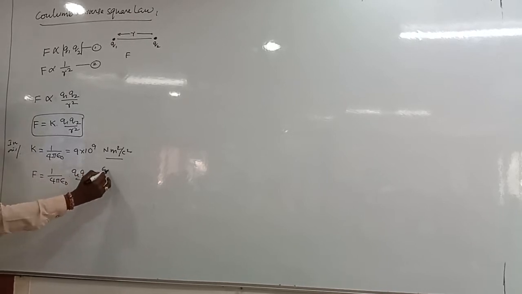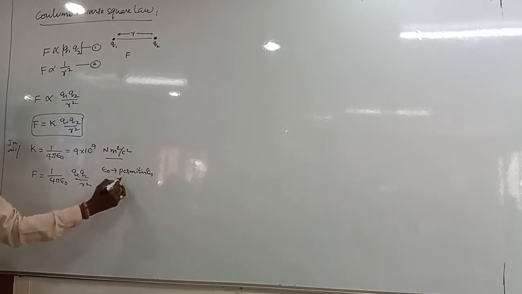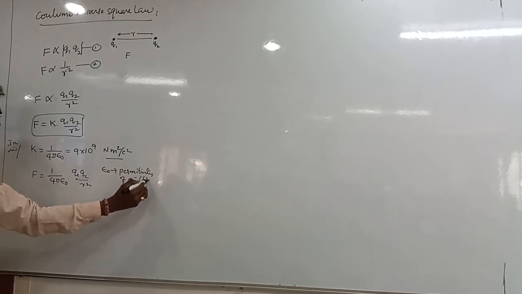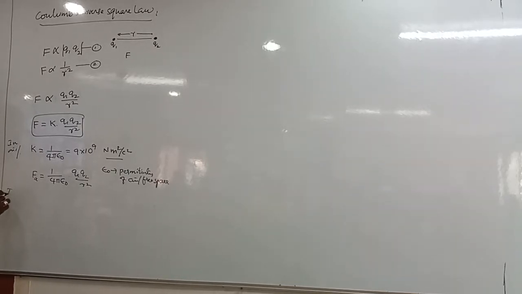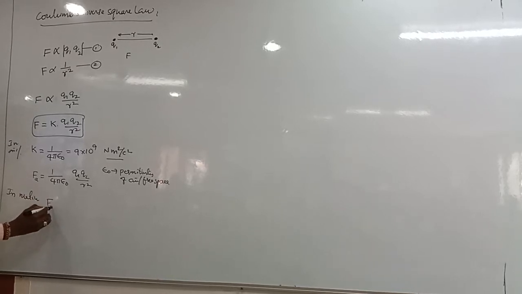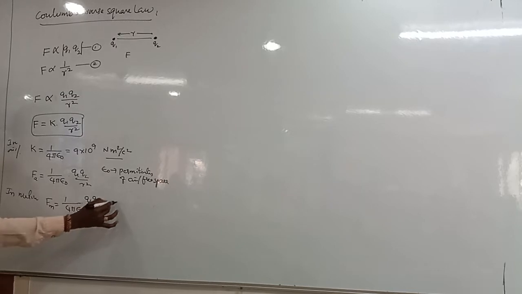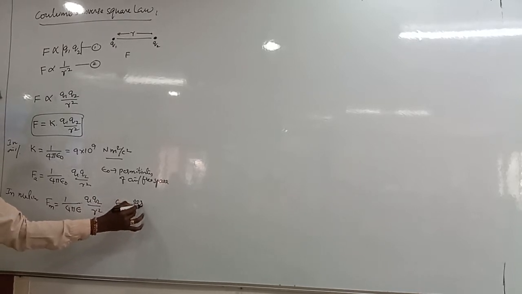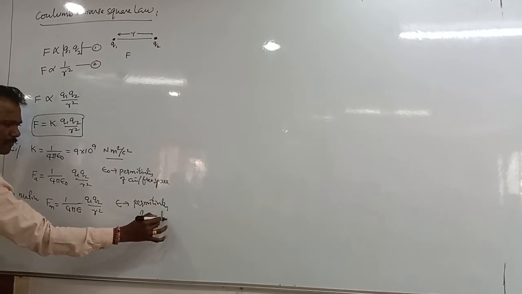Here epsilon naught is what here? Permittivity of air or free space, right? This is in the air. In any medium, the force in the medium is equal to 1 by 4 pi epsilon into q1 q2 by r square, where epsilon is permittivity of medium, right?